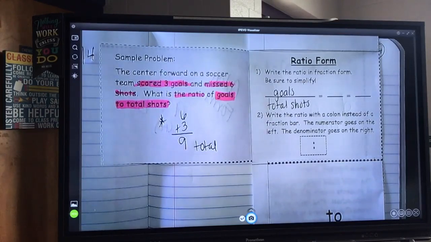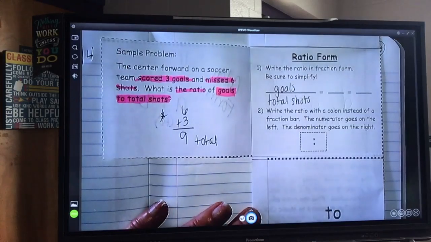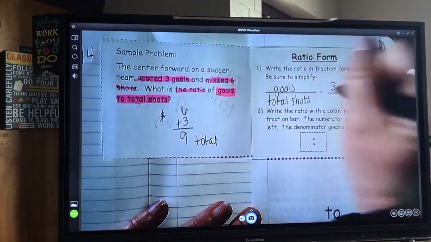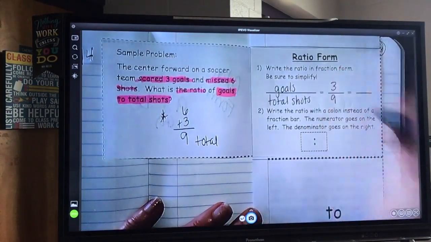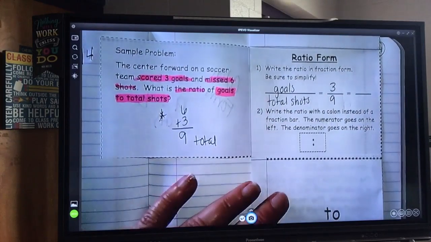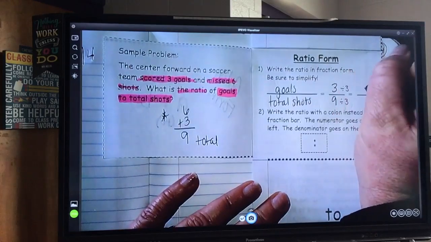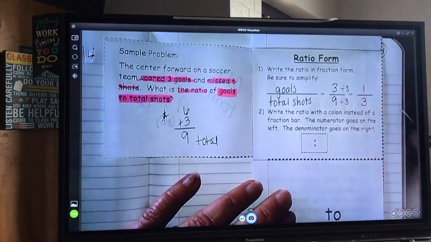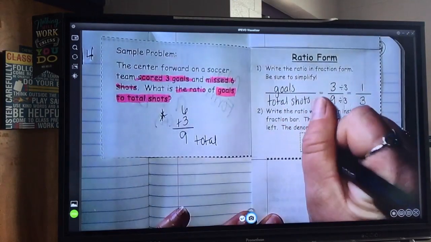Perfect. Then the number of goals, raise your hand and tell me, what's the number of goals? Jack? 3. What is the total number of shots altogether? River? Okay, and then we're simplifying here, so 3 goes into both 3 and 9. Alexa? I'm going to divide by 3 here, divide by 3 here, 1 to 3. So my ratio of goals to shots would be 1 to 3.